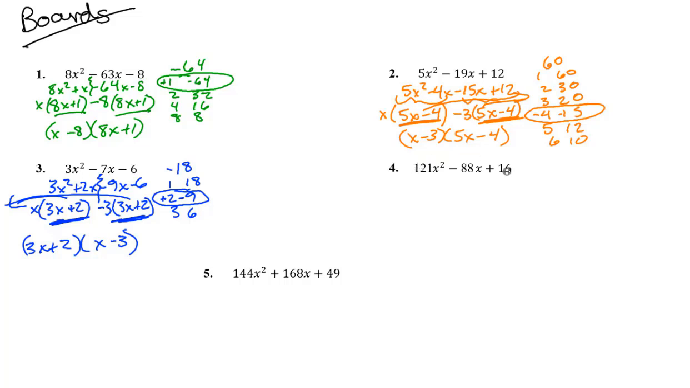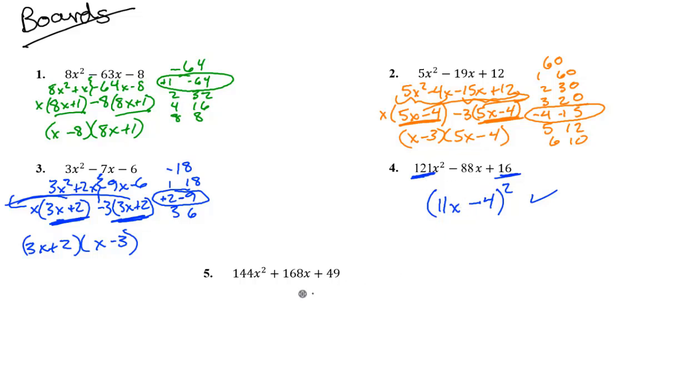121 times 16. Ugh, that seems so horrible. Well, it is. It'd be a huge number, and eventually you get a 44 times a 44 will give you the same number. This is a perfect square. So we're going to take a shot in the dark at 11x and a 4 being a perfect square. And this is a minus sign, so let's double check. 11 times 11 is 121. 4 times 4 is 16. But 11 times 4 is 44. Doubled is 88. So we are done. That's it. Just one step on those special cases.